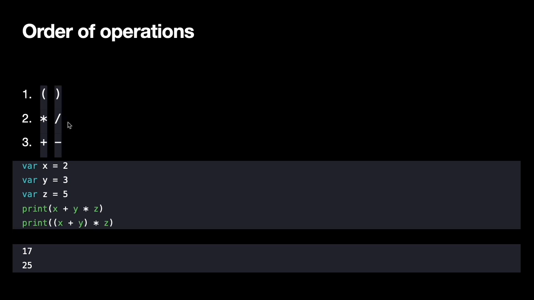Multiplication and division have priority over addition and subtraction, but parentheses have priority over all four. In this case, when we print x + y * z, y * z will be computed first, and then x will be added. In that case, that would result in 17. If we want to override that and have the addition occur first, we would have to use parentheses to manually change the order of operations.